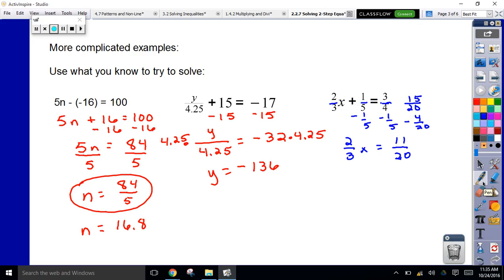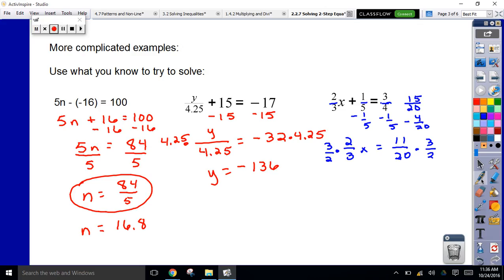Now, how do I get rid of this 2/3 in front of the x? Brian? Divide by 2/3. Divide by 2/3, and that's the same as multiplying by? Which is pretty much multiplying by 3 halves. 3 halves, good. It's the same as multiplying by 3 halves. So I multiply by the reciprocal to get rid of a fraction in front of a variable.